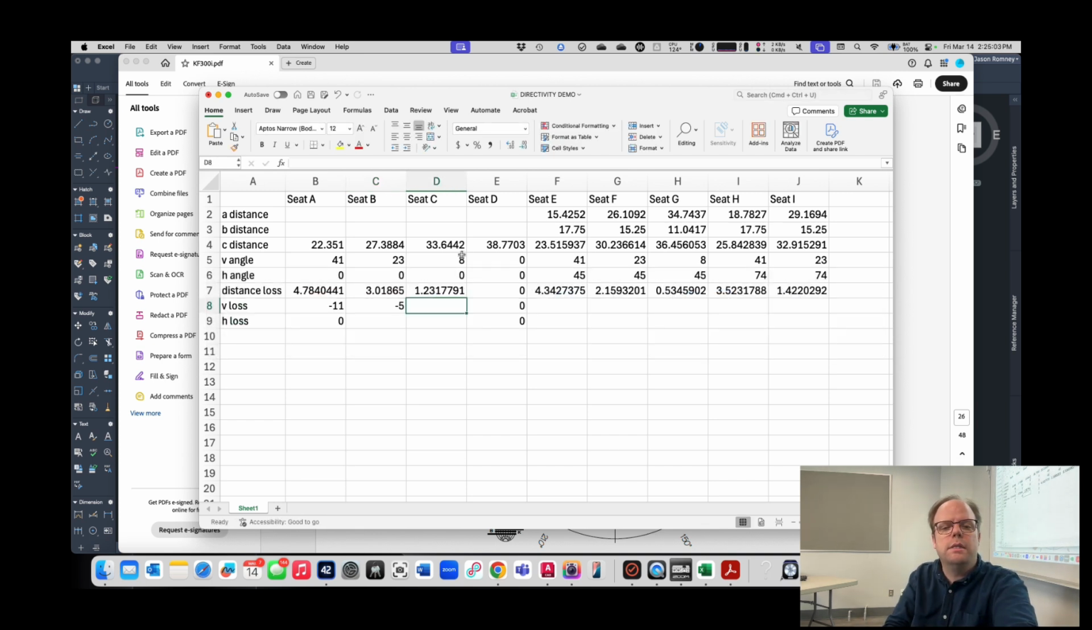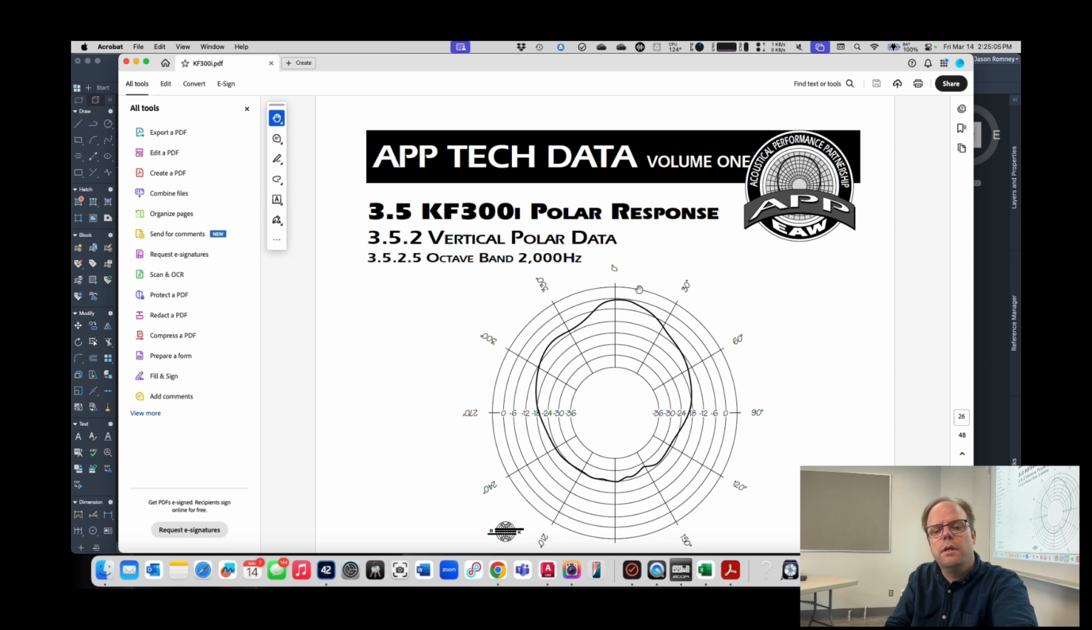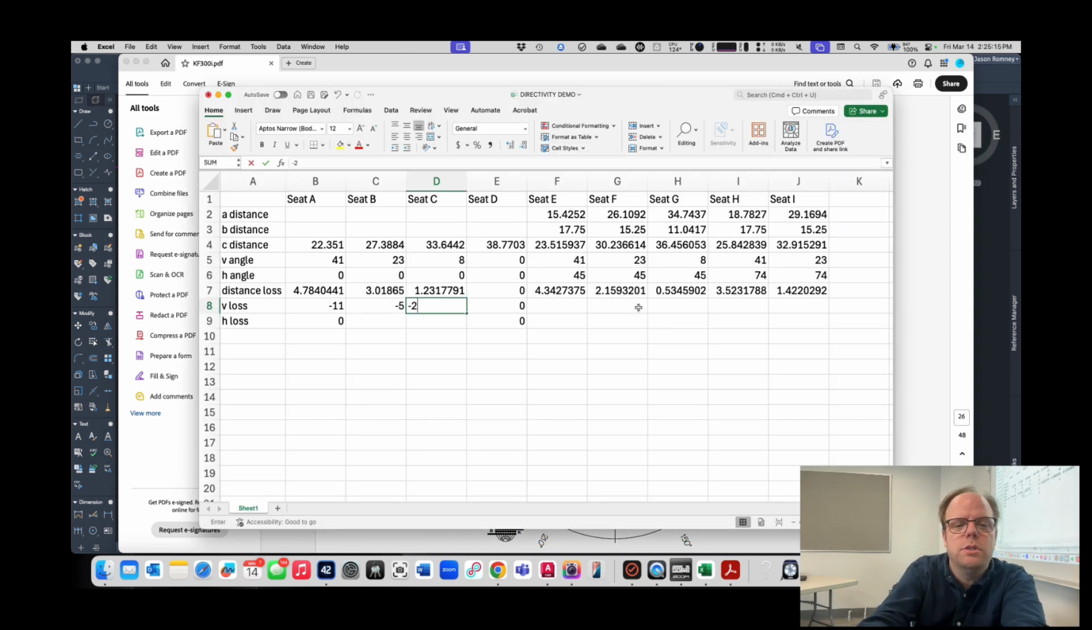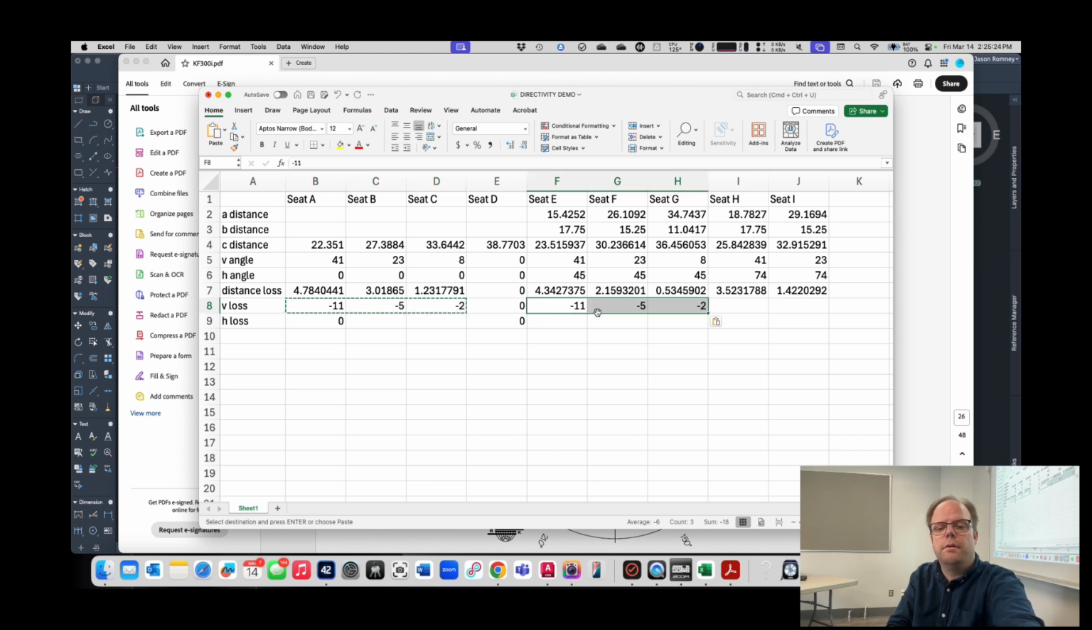Okay, now seat C is 8 degrees, which will be, that's 10, so it's maybe dropped a couple of dB. Not quite 3, but we'll say 2. So minus 2. And then, of course, 0 for seat D. So I can now just copy these over. And then H and I would get the same 11 and 5 because they've got the same vertical angle, right?